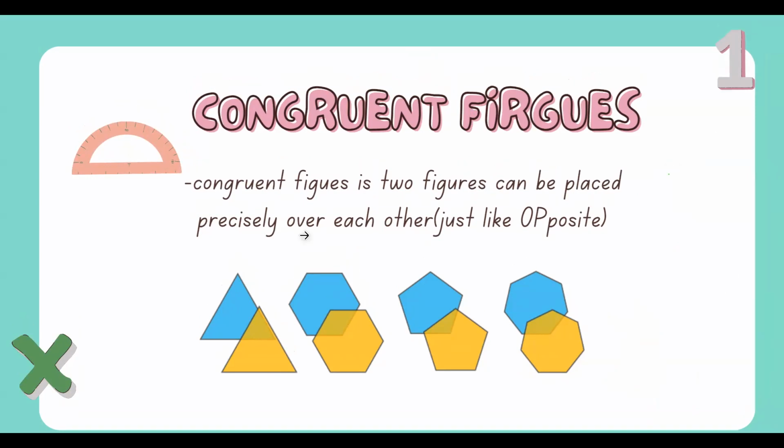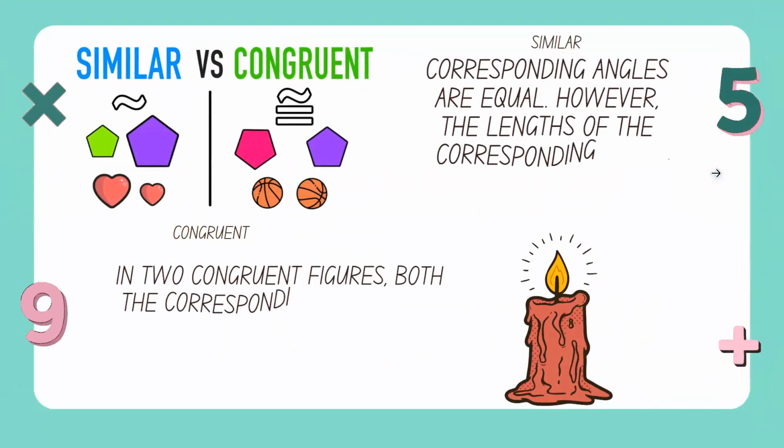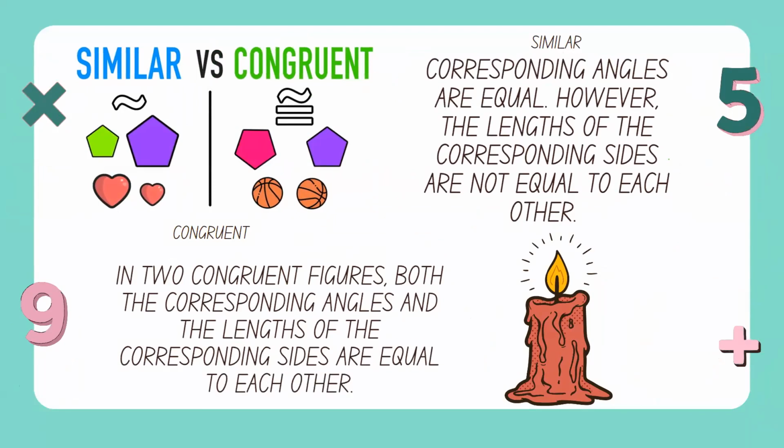The difference between similar and congruent: for similar figures, the corresponding angles are equal, however the lengths of the corresponding sides are not equal to each other. For congruent figures, both the corresponding angles and the lengths of the corresponding sides are equal to each other. Next slide.